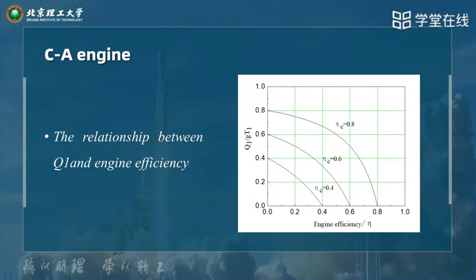The relationship between Q1 and the engine efficiency we obtained. The vertical axis is Q1 over G T1, where G is the total resistance. We can add: 1 over G equals 1 over G1 plus 1 over G2. So here G is a symbol to express the resistance.